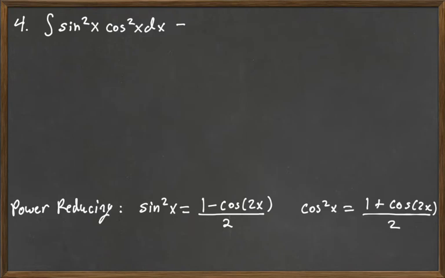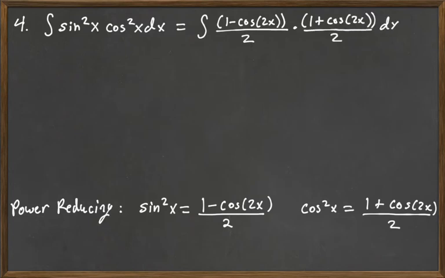So we have to have another technique here. And so power reducing is certainly helpful. So we're going to go ahead and do the power reduce. Sine squared is (1 minus cosine 2x) over 2 times the cosine squared is (1 plus cosine 2x) all over 2, differential dx. Okay, we're going to have a 1/4.